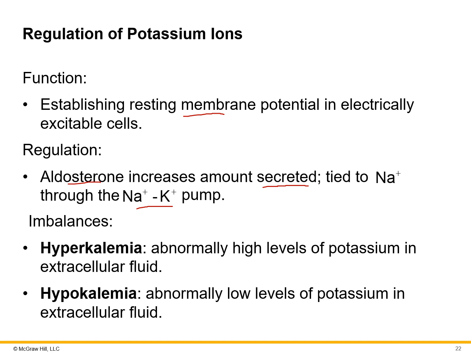Imbalances, same kind of terms here. Hyperkalemia, too much in the extracellular fluid. Hypokalemia, we have too low of levels in the extracellular fluid.